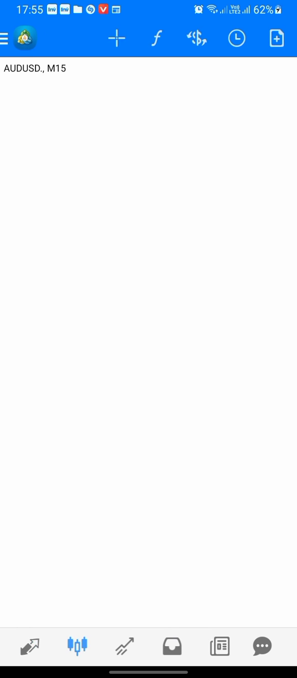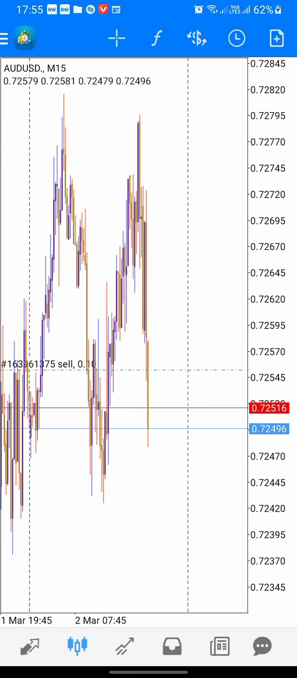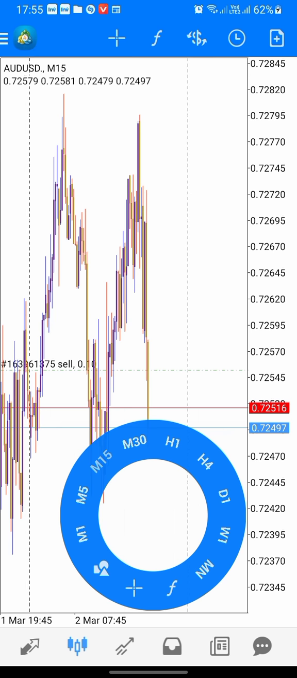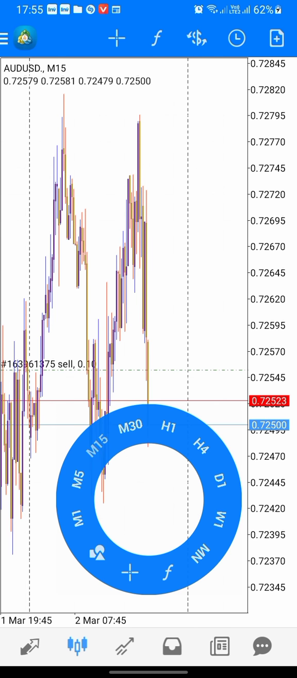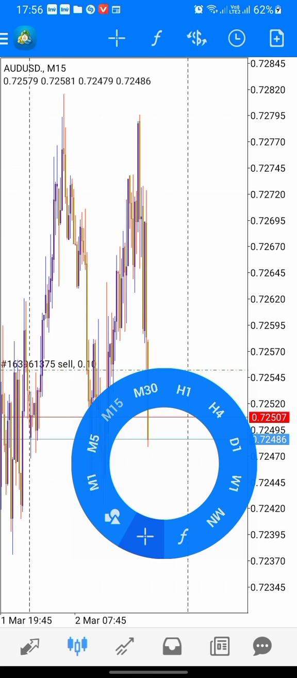I showed you how to open a buy and a sell. So for instance, if you have opened a sell like this and you want to put a stop loss, this is how I do it. I just tap the screen, and a circle will appear there. Then after that, you see there are time frames there, and the indexes. There's your crosshair.